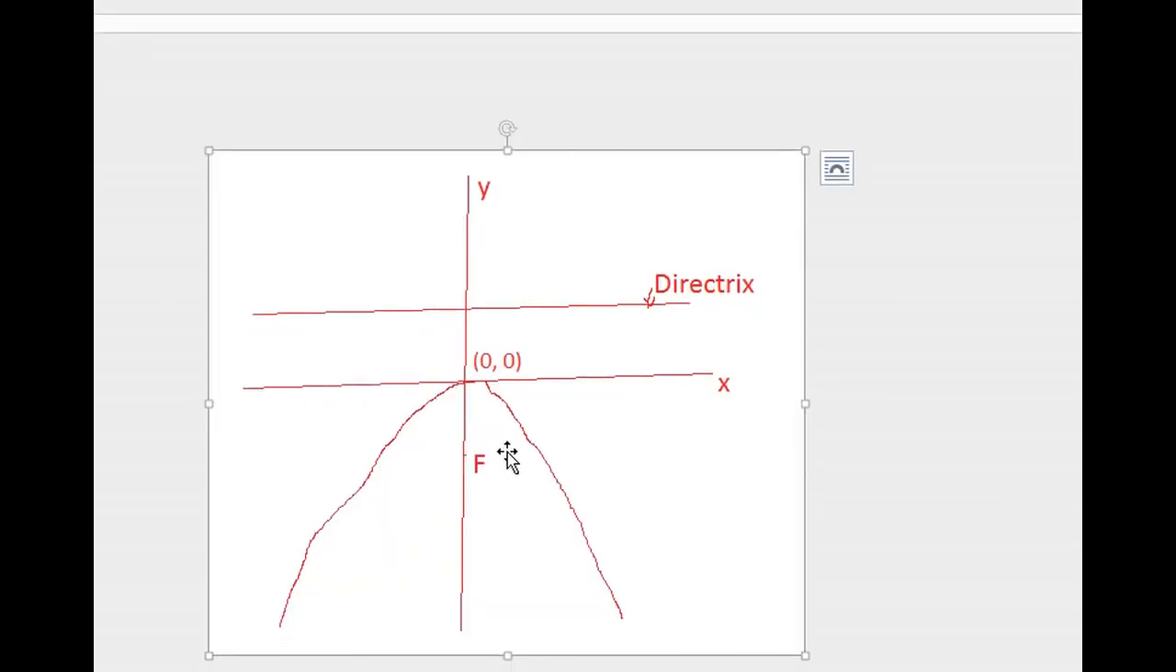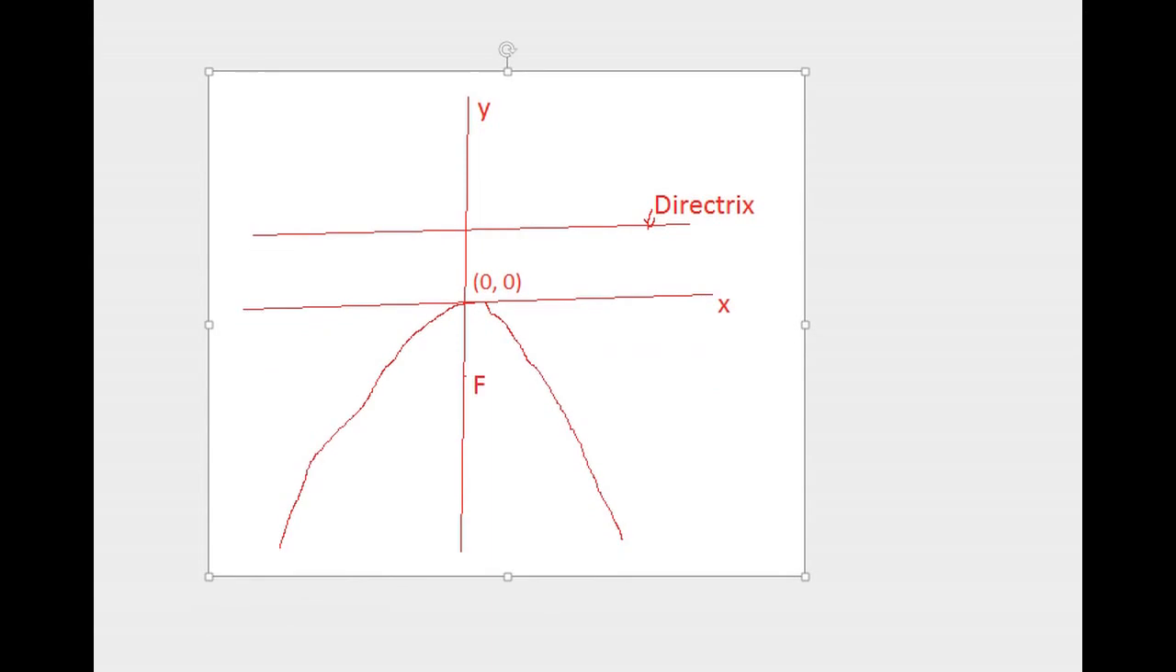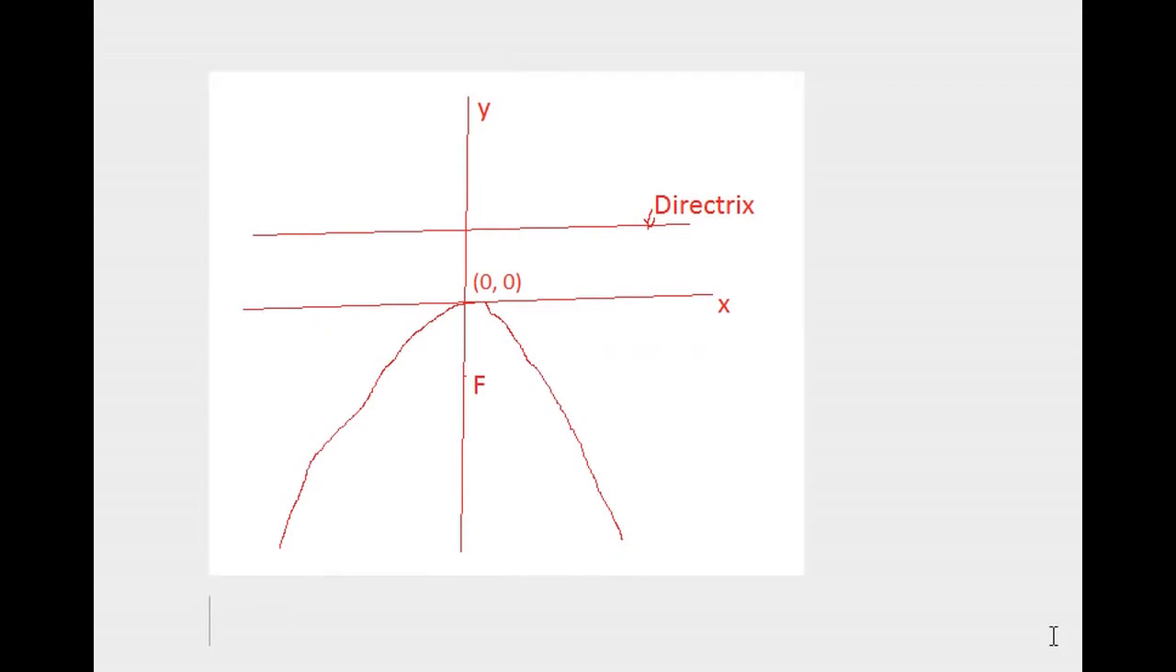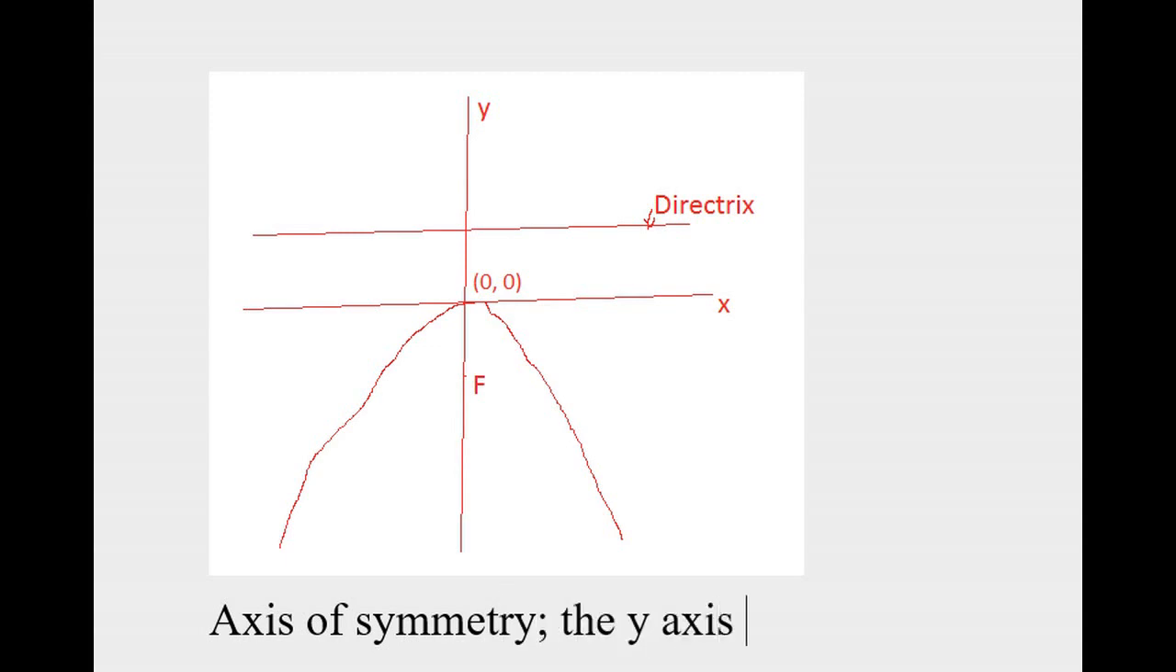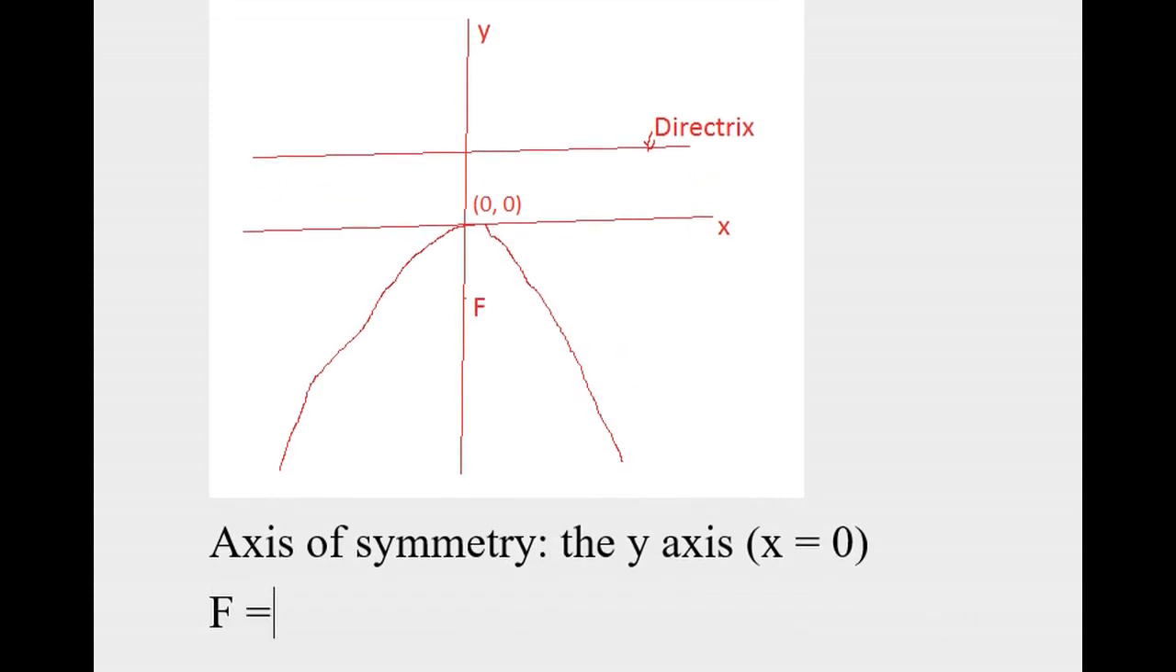Now we will find the properties of the parabola. Vertical parabola that opens downward. Vertical parabola, axis of symmetry is vertical. It passes through the vertex which is the origin. So the axis of symmetry is the y-axis. Its equation will be x equals 0. Okay. We'll find the coordinates of the focus.